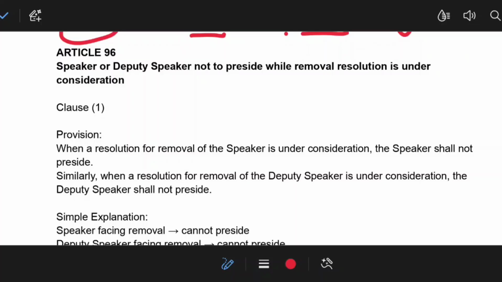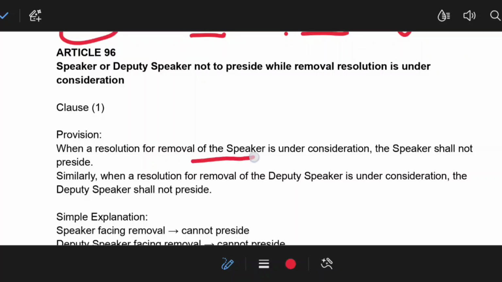Article number 96: let's suppose there is a resolution under consideration for the removal of the speaker or even the deputy speaker, then what will happen? They are not going to preside over the Lok Sabha. No, they can be present, they can hear out, they can participate. But they can't vote. That is the simple meaning.